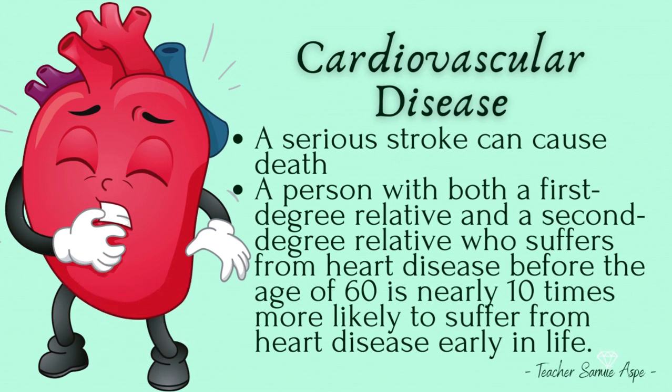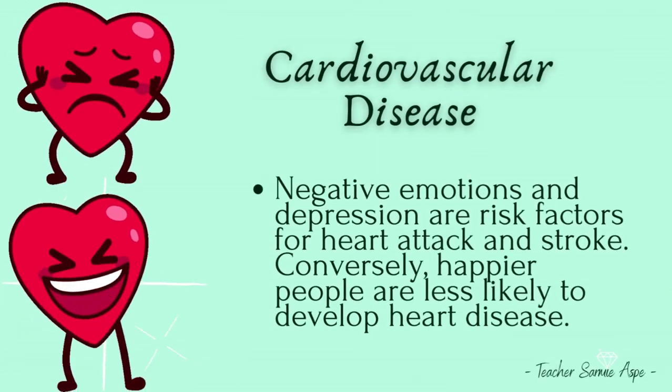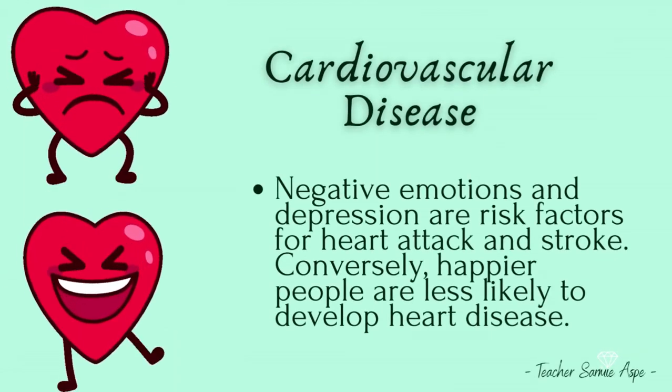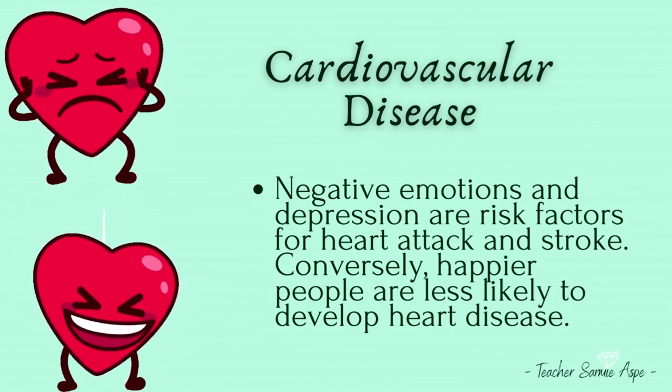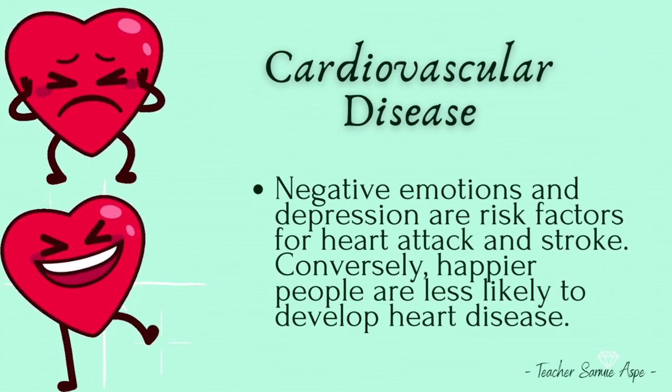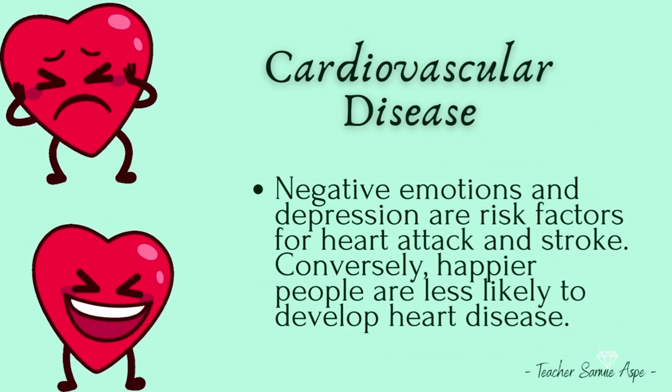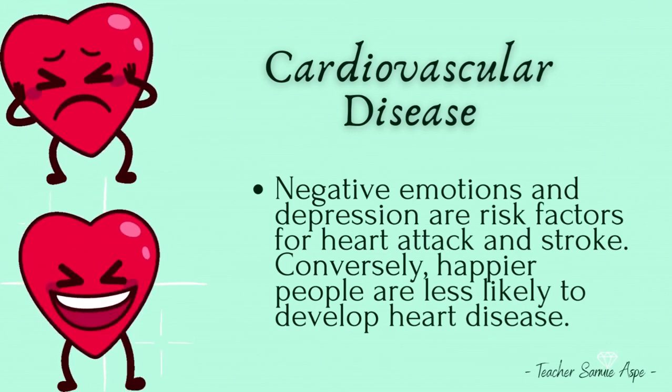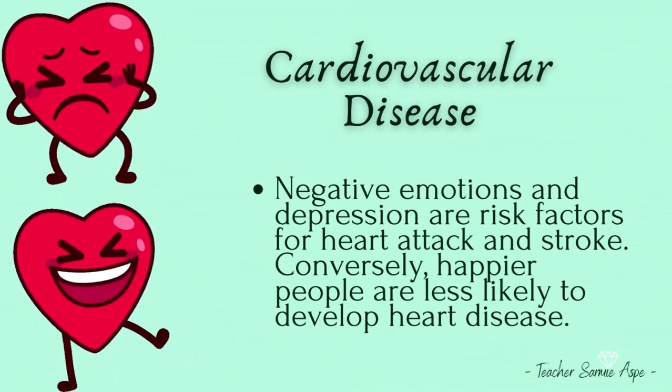A person with both a first-degree relative, like a parent or sibling, and a second-degree relative, like an uncle or grandparent, who suffer from heart disease before the age of 60 is nearly 10 times more likely to suffer from heart disease early in time. Negative emotions and depression are risk factors for heart attack and stroke. Conversely, happier people are less likely to develop heart disease.